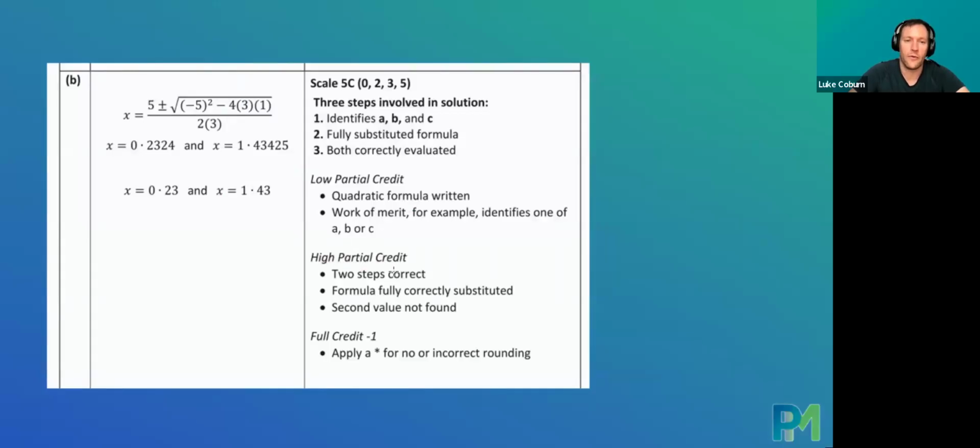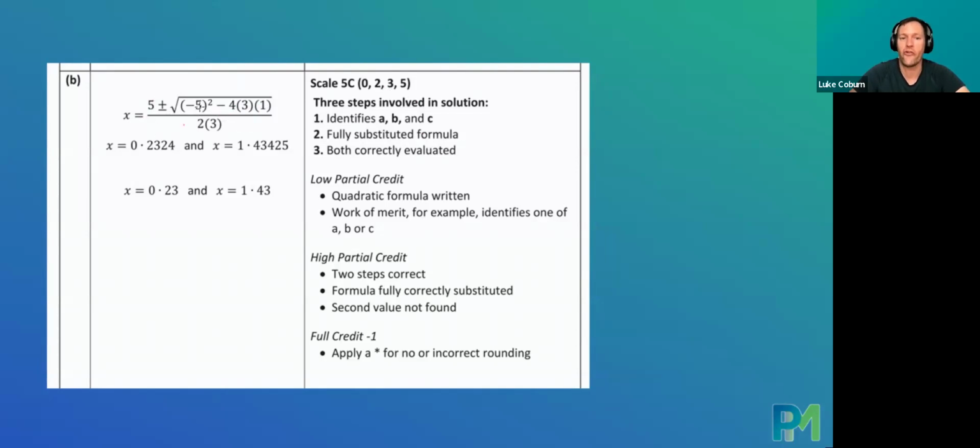So they say 2 steps fully correct. So what are the steps? Identifies A, B, and C. That's one step. Fully substitute the formula. So basically, if we were to fully substitute the formula, and that would have to be correct, then we would get the high partial credit.